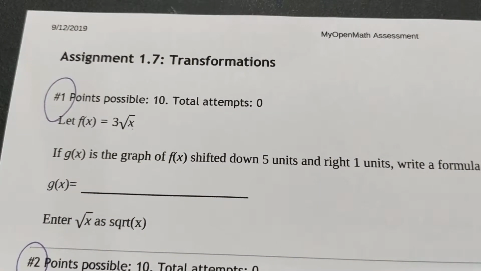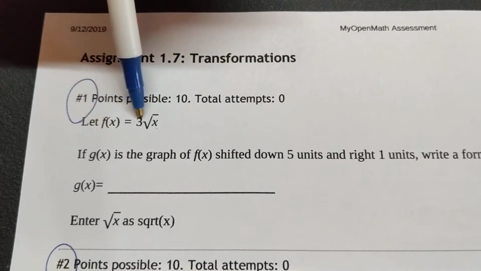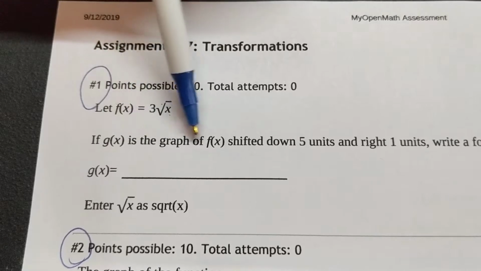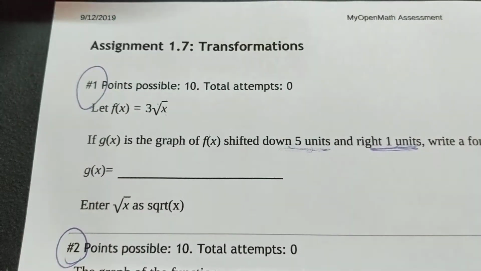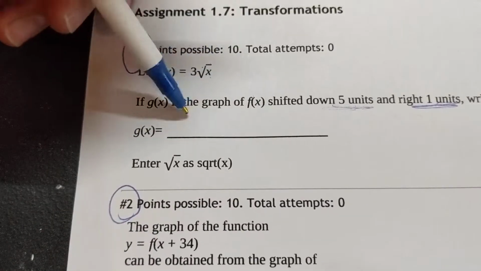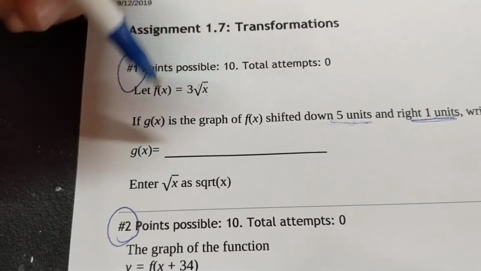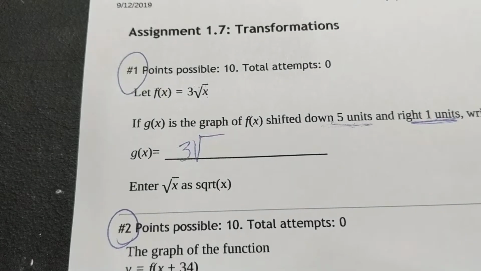Thoughts on 1.7? If I saw this in the homework, it says let f of x equal 3 radical x. If g of x is the graph of f of x shifted down 5 units and 1 unit to the right, then we have to figure out a way to write g of x. If I describe it, I know that f of x starts out as a 3 radical x. So we'll remember that it's a 3 and then a radical and then some kind of an x thing going on.